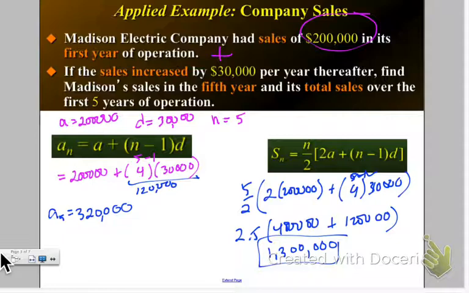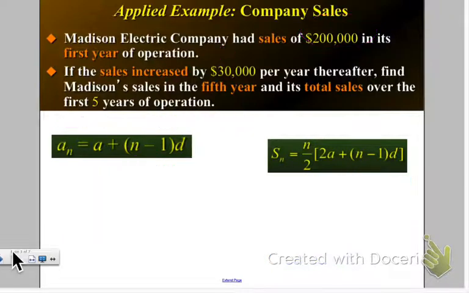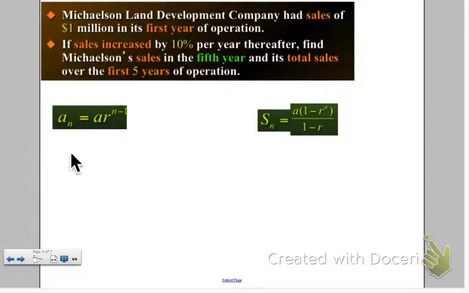Alright, so the next one, you can probably guess, since I just did an arithmetic one, the next one's going to be geometric, but you still got to identify them on a problem-by-problem basis. So we have this company. They had sales of $1 million the first year.